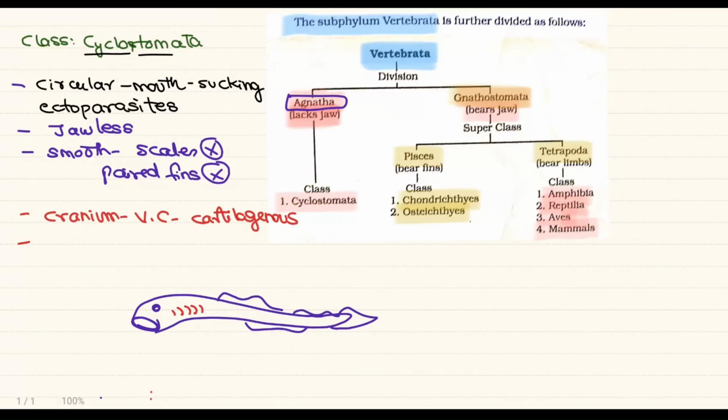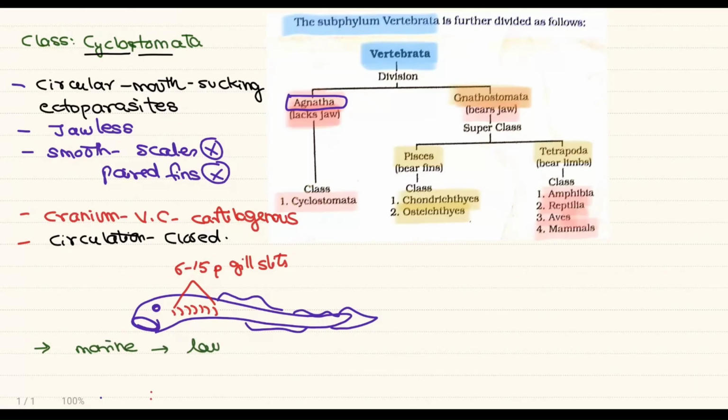On either side of the pharynx, you can see the gill slits are present. There are 6 pairs to 15 pairs of the gill slits which help in the respiration process. Circulation is closed type as other vertebrates. A special property is seen in the cyclostome. These cyclostomes are marine, but when they have to lay the eggs, that is the spawning process, they need rivers. So they will migrate to the fresh water for the reproduction process.